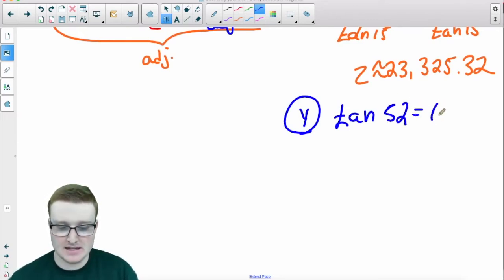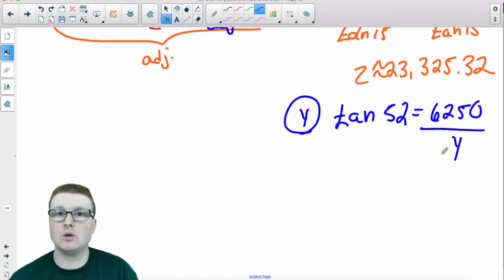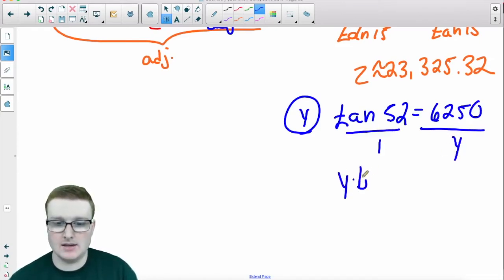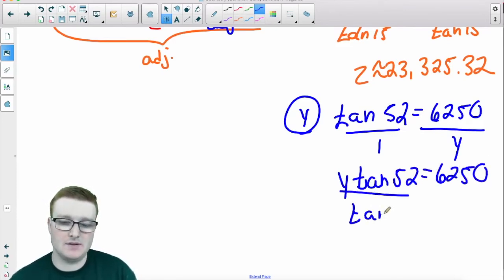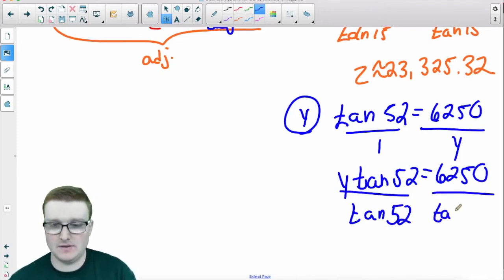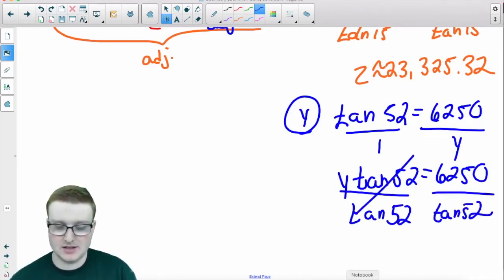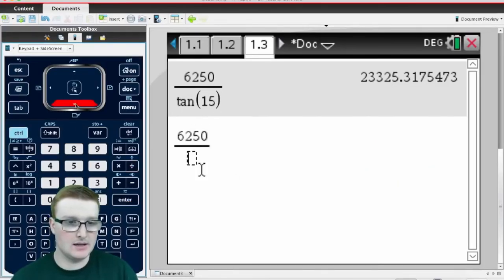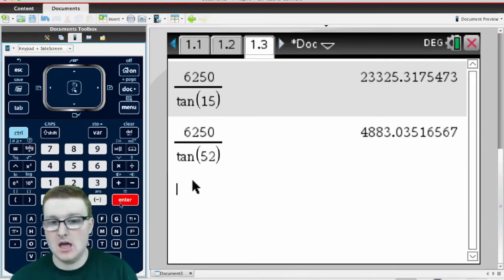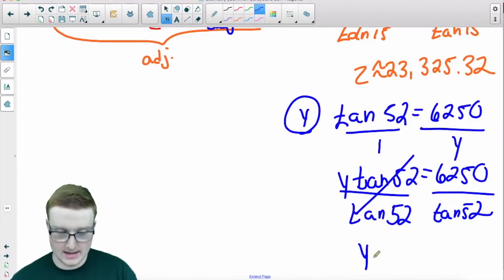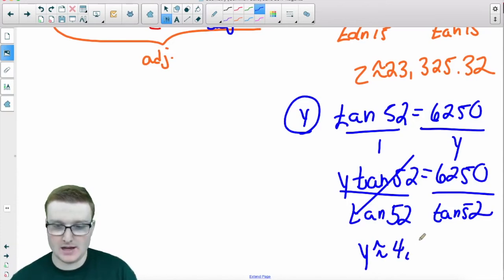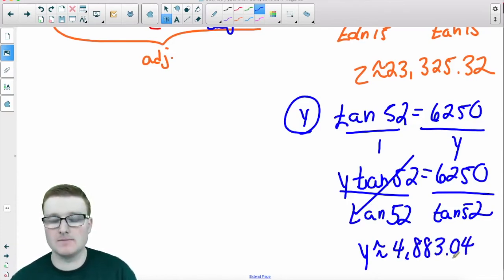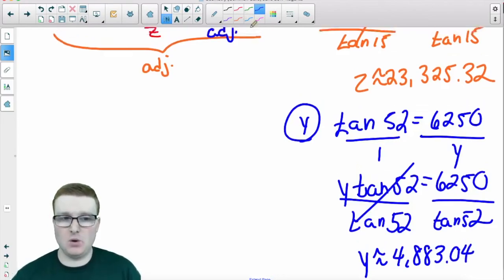The tangent of 52 is equal to 6,250 feet over y. Cross multiply and solve. Y tangent of 52 equals 6,250. Divide by the tangent of 52. Tan of 52's cancel. When you go to your calculator, 6,250 divided by the tangent of 52, you get 4,883.04. So y is approximately equal to 4,883.04.